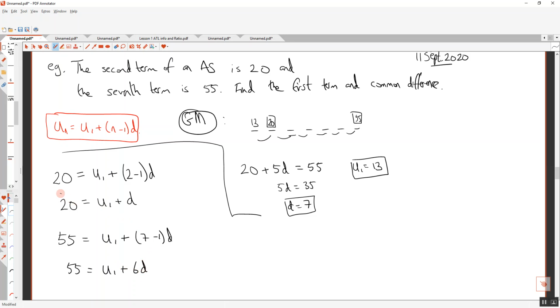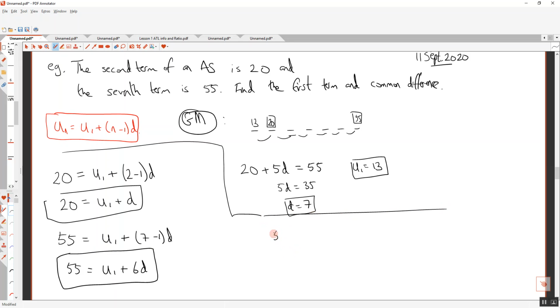So now I've got 2 equations, which I can solve simultaneously. In order to solve them simultaneously, I'm just going to subtract them from each other. So that brings me down to where Greg was. u1 subtract u1 gives me 0. 6d take away d is 5d, and I end up back where Greg is. Okay? Does that make sense? Yeah. Alright.